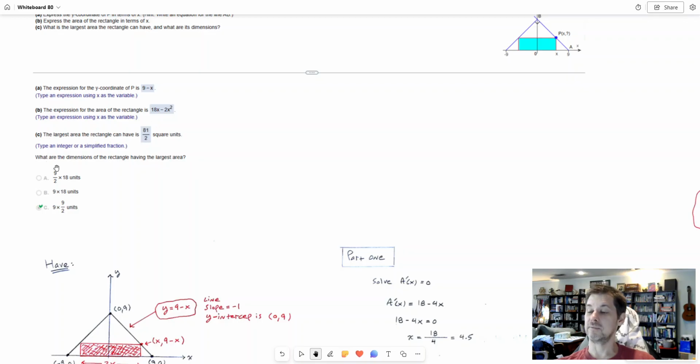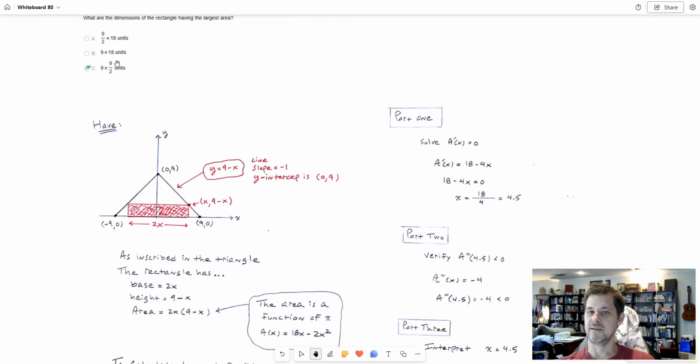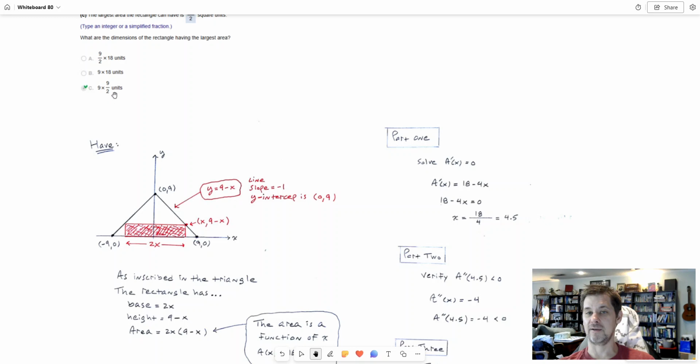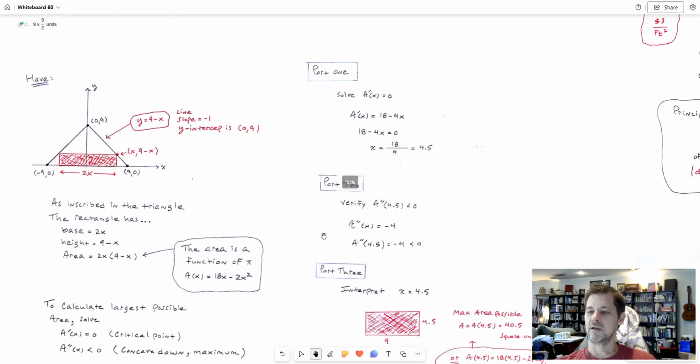Then it says, well, additionally, what are the dimensions of the rectangle having the largest area? Well, that's this part right here. It's 9 by 4.5. Okay, 9 by 9 over 2 if you want to express 4.5 as a fraction, as is apparently the case here. Okay, so that's how we answer it.